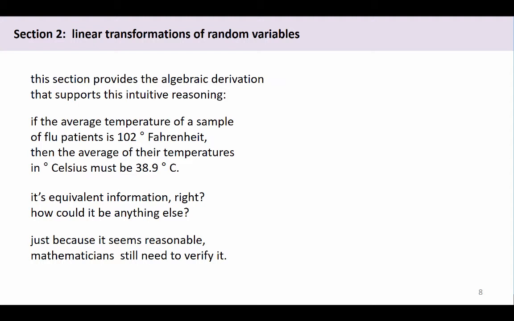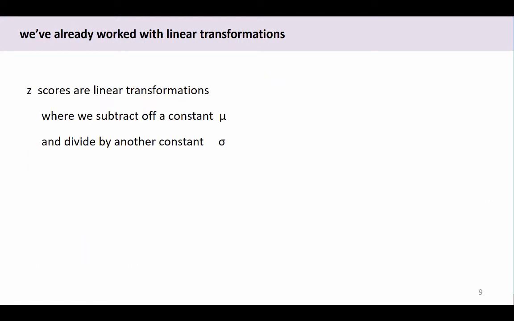We're going to show in section 2 that this insight, that we just have to convert 102 degrees Fahrenheit to 38.9 degrees C, is exactly how things work. Now, this is in fact degrees Fahrenheit to degrees C, a linear transformation. We've already done some linear transformations. Z-scores are going to fit under this topic of linear transformations of random variables.